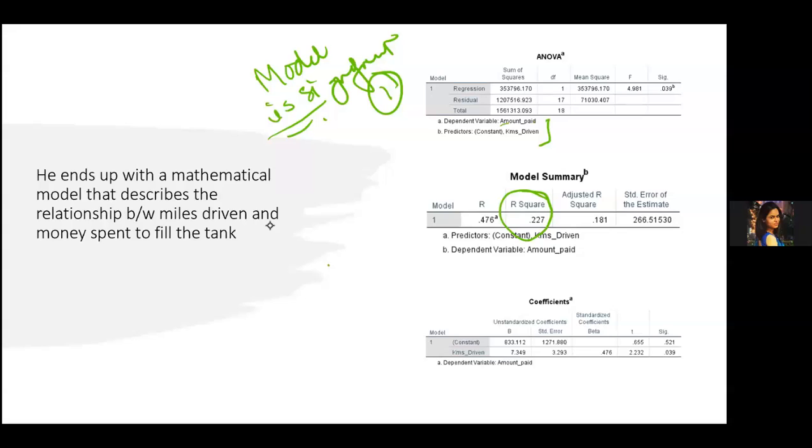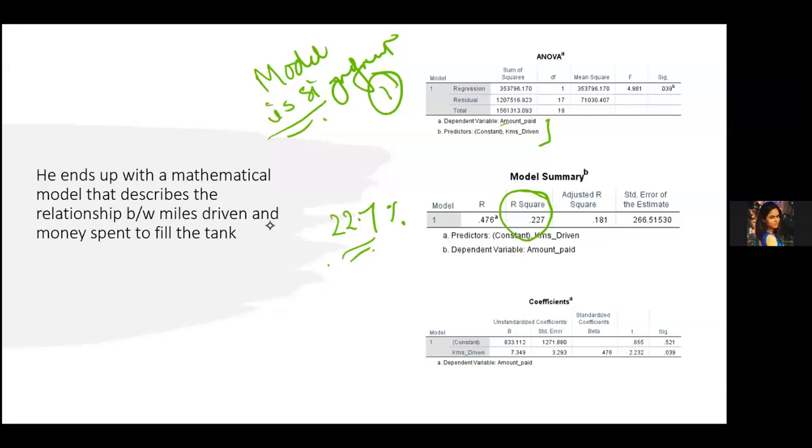What is the percentage of R square? 22.7%. And what does that mean? R square, I think, is the distance from the kilometer to the original line that we have. But that is the ratio. SSR by SST is the ratio, but R square tells exactly the percentage of variance that can be explained in the dependent variable using your independent variable.